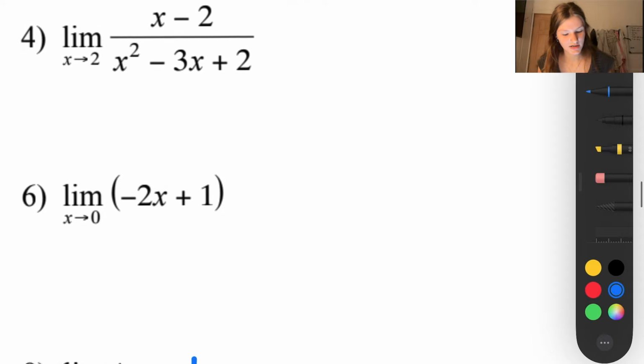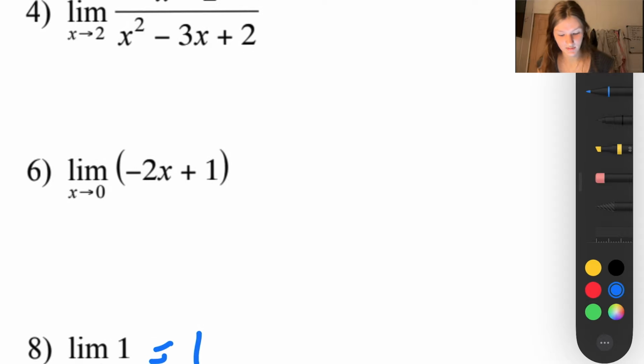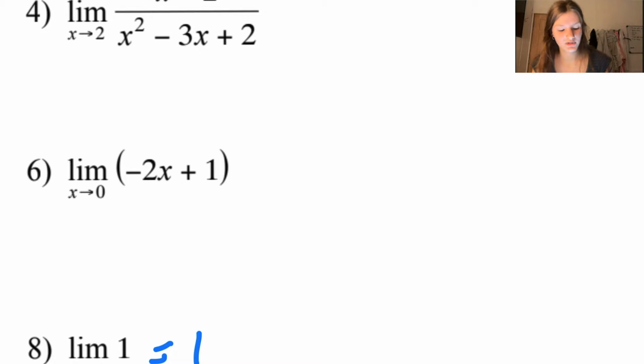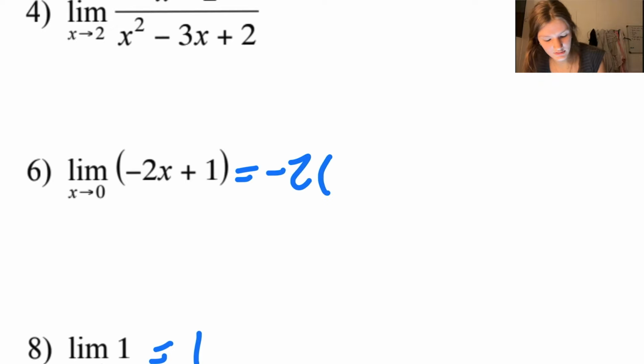Okay, so now let's go to this problem, number 6, before we jump into the other ones, because the other ones are way more tricky in my opinion. So we're just going to plug in, though. If there's an x, just plug in for that value, and that's going to be the limit. So we have negative 2, 0, plus 1.